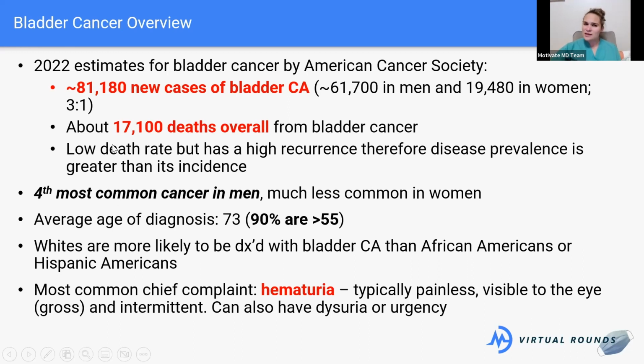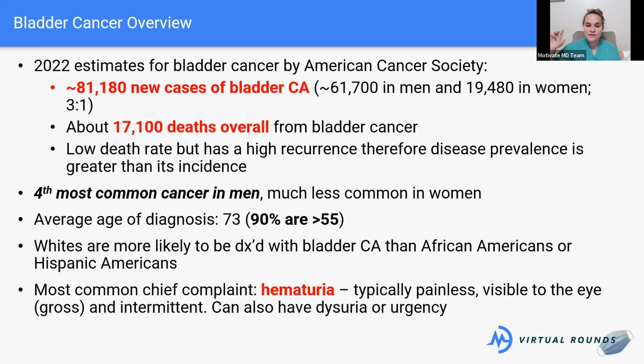There's 81,180 new cases of bladder cancer a year. So that's a lot of people, right? And it has a low death rate, but a high recurrence rate. And we'll talk about why bladder cancer tends to recur even after you treat the first tumor. White people are more likely to be diagnosed than African Americans or Hispanic Americans.